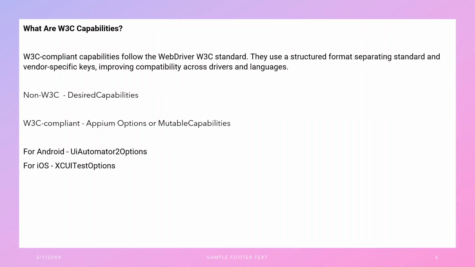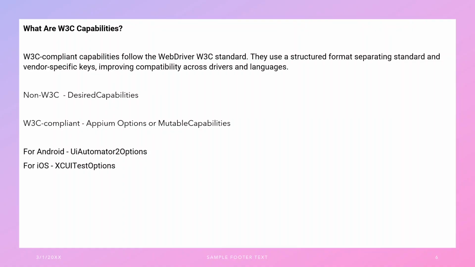How can we achieve these W3C compliant capabilities? By using the classes called AppiumOptions or MutableCapabilities. By using these two classes, we can define the capabilities which are compliant to the W3C. And for platform specific, for Android, we basically use the UiAutomator2Options class and the related methods to define the capabilities.